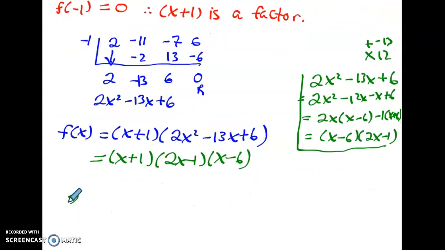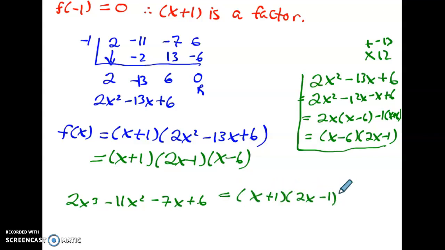So the cubic was 2x cubed minus 11x squared minus 7x plus 6. And when it's factored, it's equal to x plus 1, 2x minus 1, x minus 6. And that is our final answer.